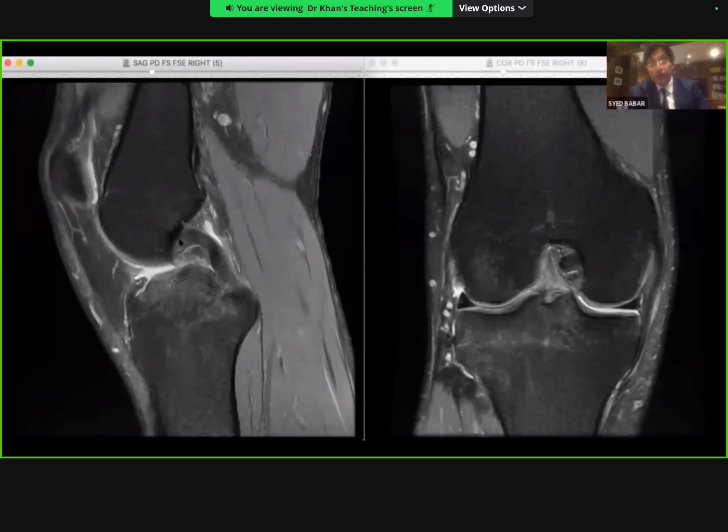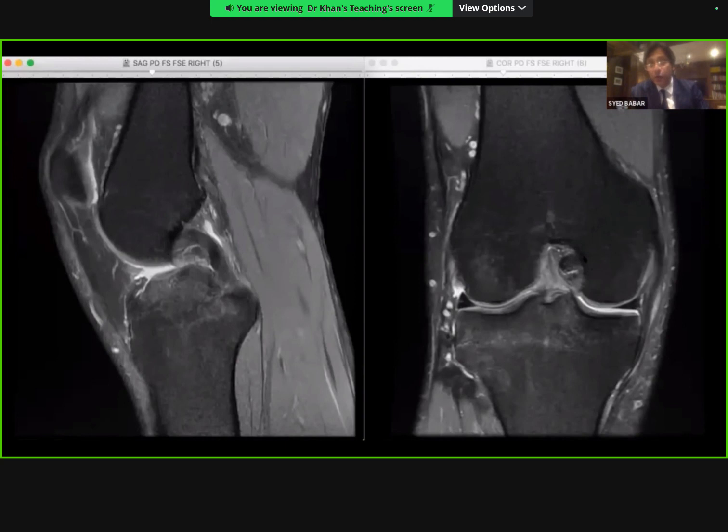So if you look at the structure, the PCL, normally the PCL is black on all sequences. It doesn't matter whether you're looking at the PD, the T2, or T1, it's always black on all sequences. Why is it gray? That's not right. So which means that this ligament is also damaged. Of course, it's not torn because it still maintains its femoral attachment and tibial attachment, but it's got an abnormal signal, which means it may have a partial intrasubstance tear.